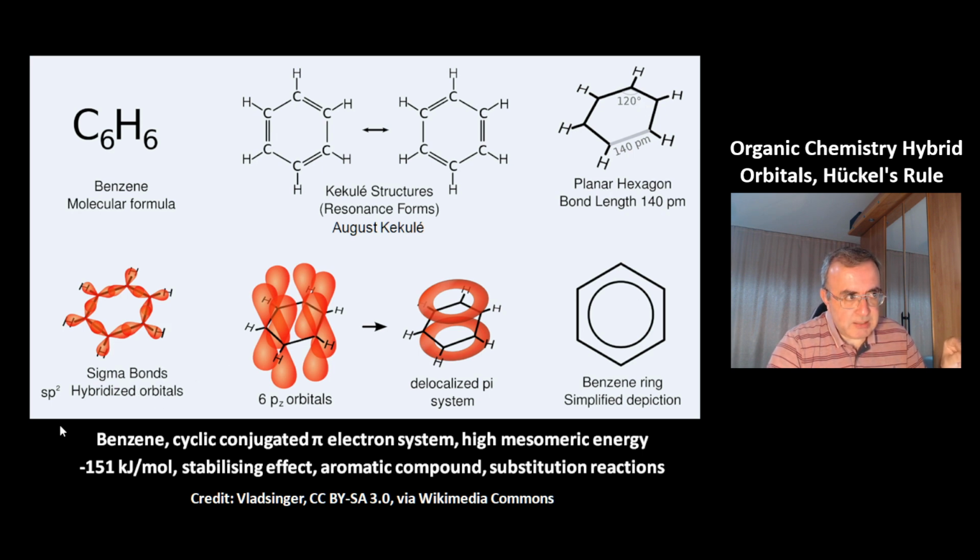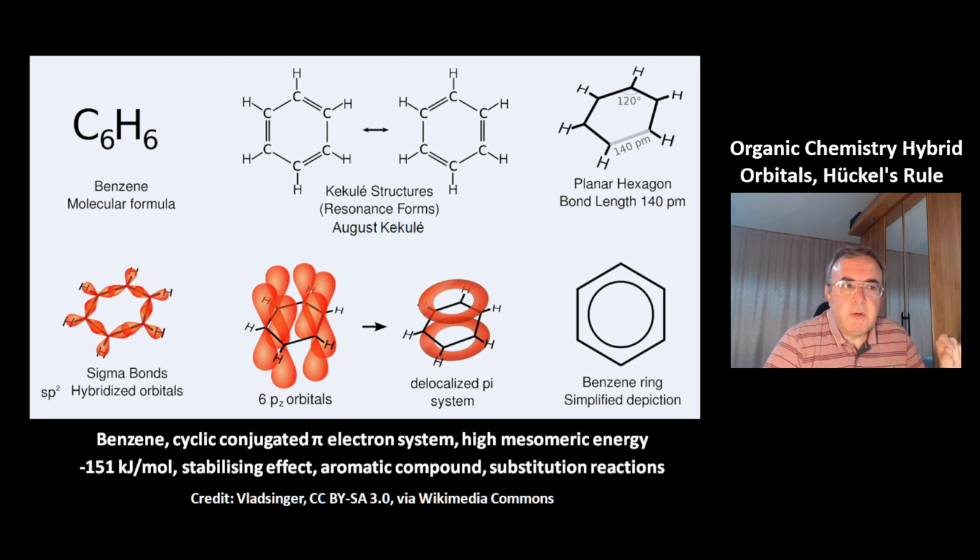Bottom left, these are the sp2 hybrid orbitals that overlap and make the sigma bonds. They are restricted to their molecular orbitals. Here you can see the 6 p orbitals. They can overlap and make this delocalized pi electron system, and the 6 pi electrons can move freely inside this ring. That's the simplified structure of the benzene molecule, which also shows the delocalized pi electron ring.